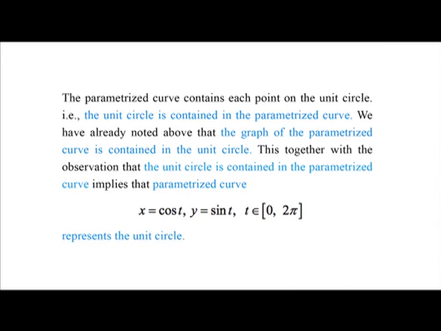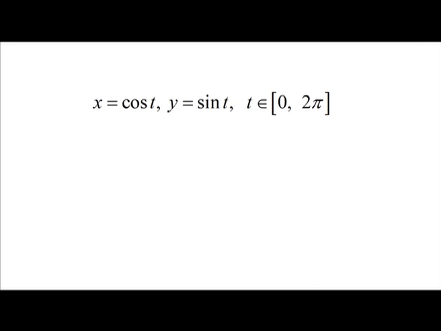x is equal to cos t and y is equal to sin t, where t varies over the closed interval 0 to 2 pi, represents the unit circle. In other words, x is equal to cos t and y is equal to sin t, where t varies over the closed interval 0 to 2 pi, is a parameterization of the unit circle.